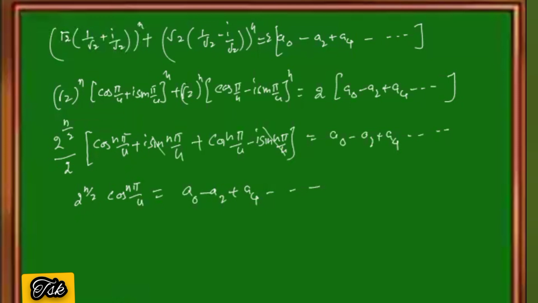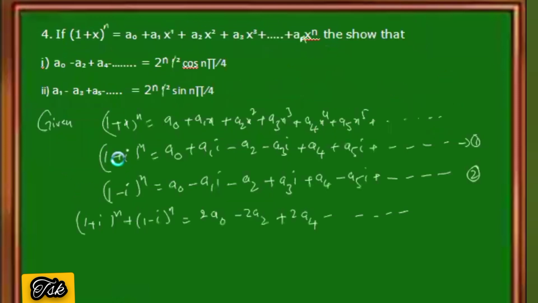Similarly, look here, there is (1 plus i) whole to the power of n, there is (1 minus i) whole to the power of n. Using this, I proved this. Similarly, when you subtract (1 plus i) whole to the power of n and (1 minus i) whole to the power of n, a0 gets cancelled, and we get 2i a1, 2i a3, and so on. I'll write this here: (1 plus i) whole to the power of n minus (1 minus i) whole to the power of n becomes 2i a1 minus 2i a3 plus 2i a5, and so on.